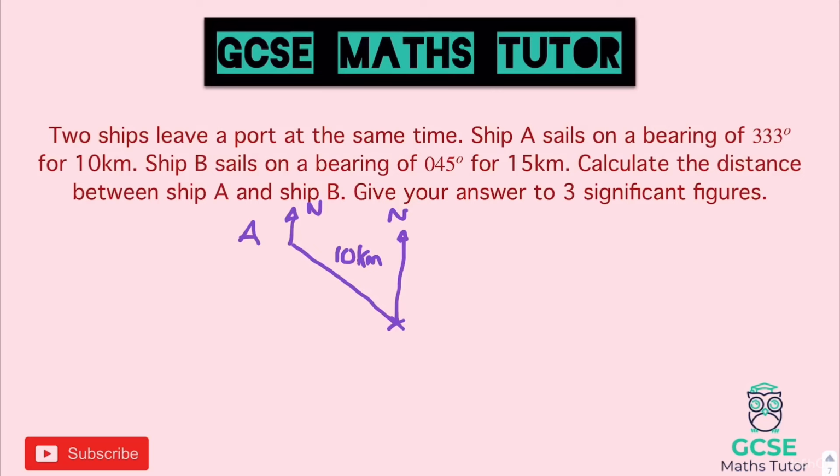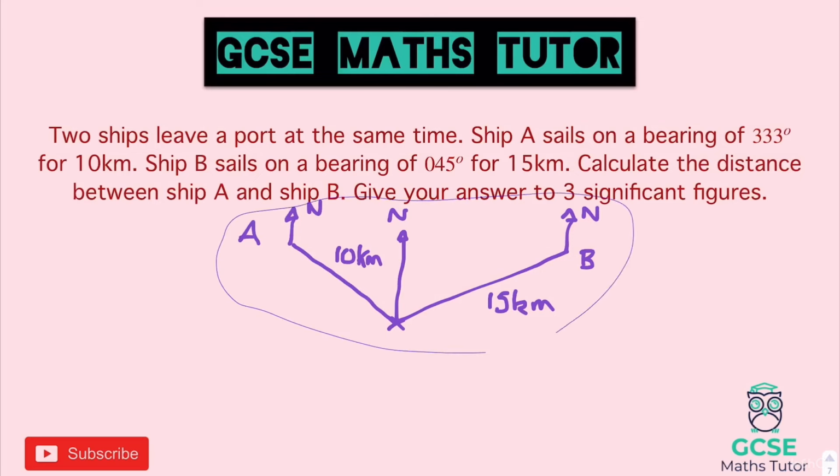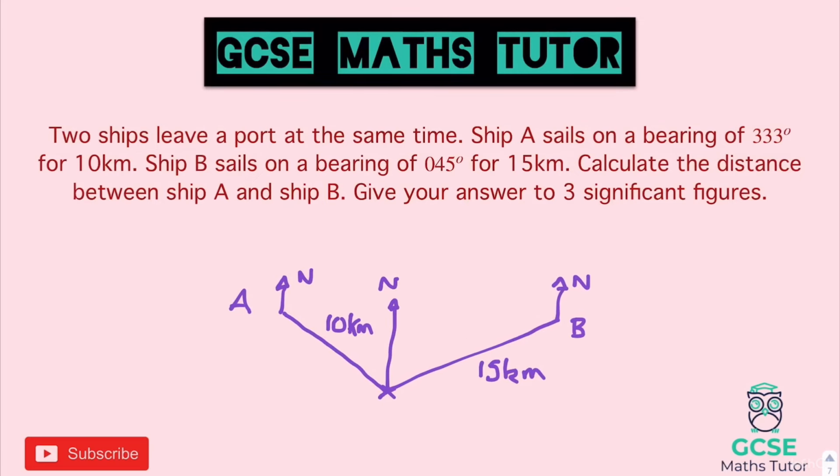Then it also says that ship B sails on a bearing of 45, so that is going to go off in this direction, and that's for 15 kilometres. There we go, so 15 kilometres, and ship B is going to end up over here, and again we'll draw a north line in. There we go. Right, so I'm going to move this down. Okay, I didn't realise that it was going to be all going upwards. There we go, so let's just move that there.